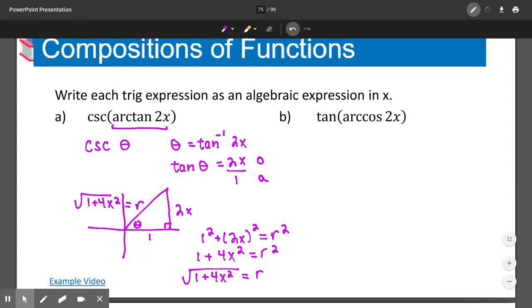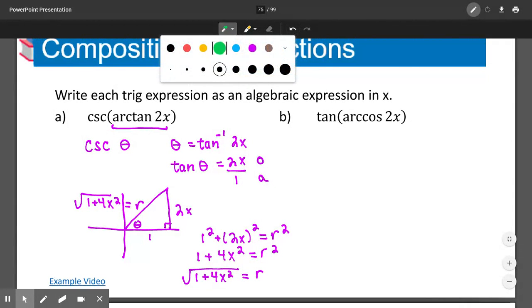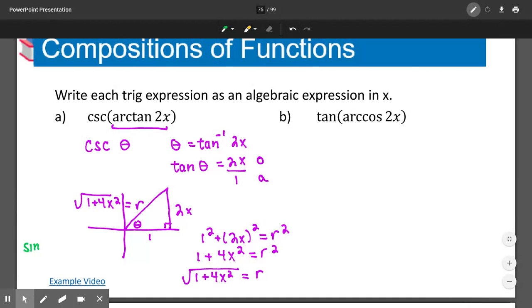Okay. So looking at this triangle, we could say that the sine of theta is opposite over hypotenuse. So it's 2x over the square root of 1 plus 4x squared, which means the cosecant is its reciprocal. So the cosecant will be the square root of 1 plus 4x squared over 2x. And that's our answer. We're going to just leave it just like that. All right, so let's try another one here.